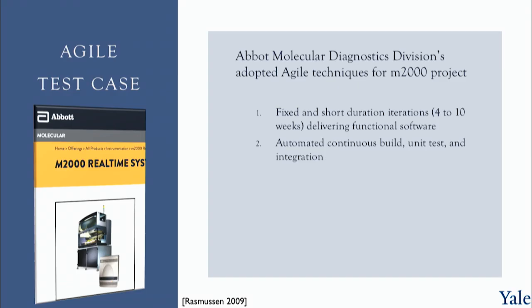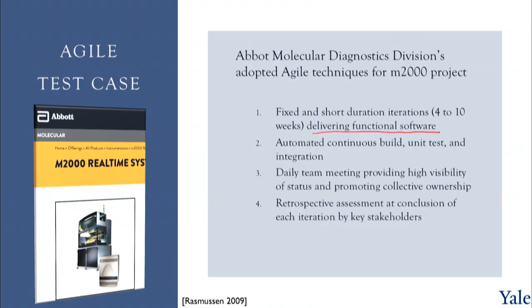So the way they did it is that they had fixed and short duration iterations, 4 to 10 weeks, delivering functional software each time. They use a lot of automated continuous build utilities and integration. And these are the hallmarks of these Agile processes. There's a lot of automated processes that people use as part of it.